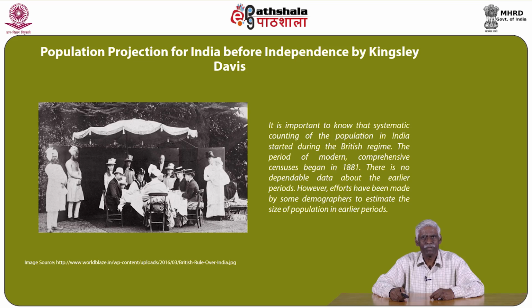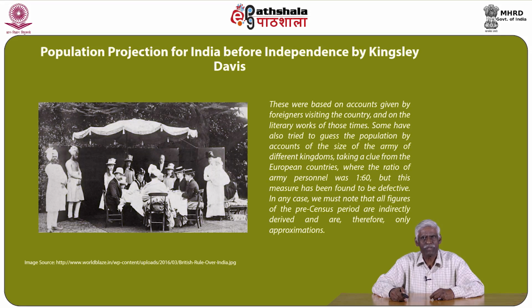The period of modern comprehensive census began as early as 1881. There is no dependable data, however, about the earlier periods. Efforts have been made by some demographers to estimate the size of the population in earlier periods. These were based on accounts given by foreign scholars visiting the country and the literary works of those times. Some have also tried to guess the population by accounting for the size of the army of different kingdoms, taking a clue from the European countries where the ratio of army personnel was 1:60, but this measure has been found to be very defective.